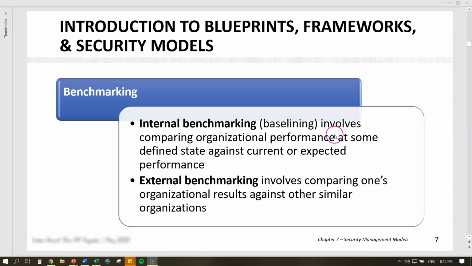Internal benchmarking involve comparing organizational performance at some defined state against current or expected performance, whereas external benchmarking involve comparing one's organizational results against other similar organization. So kat sini kita boleh nampak internal benchmarking tu maksudnya you compare performance tu within the organization itself, whereas the external benchmarking pula you compare result dari dua company ataupun organisation yang berbeza.